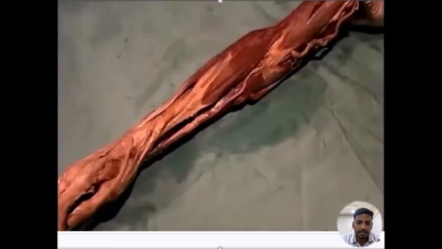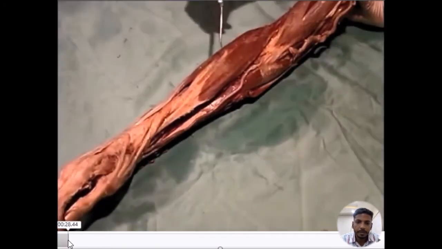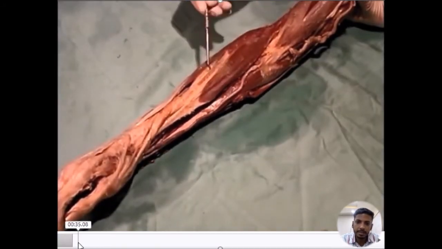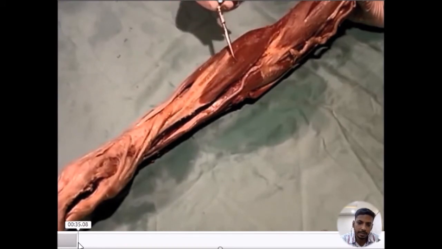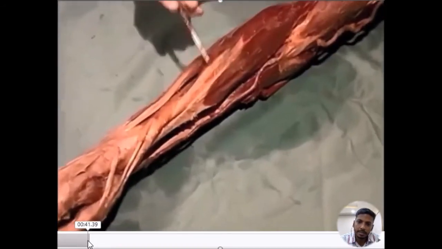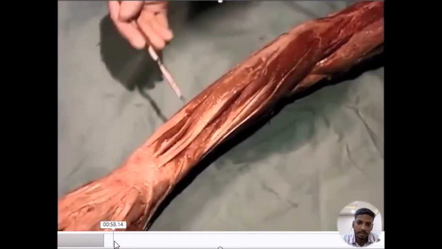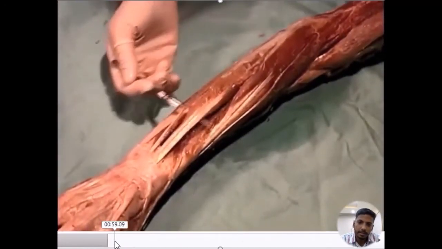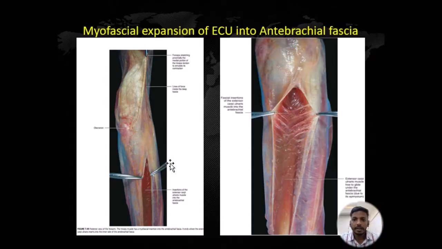So these are the extensor muscles of the forearm. That's the brachioradialis and the extensor carpi radialis longus and brevis, extensor digitorum, and there is a strong link between the muscles of the forearm, whatever we have seen before, with the antebrachial fascia. If you see the extensor carpi ulnaris, there is a strong link between the extensor carpi ulnaris muscle and the antebrachial fascia. So there is a myofascial linkage between these.